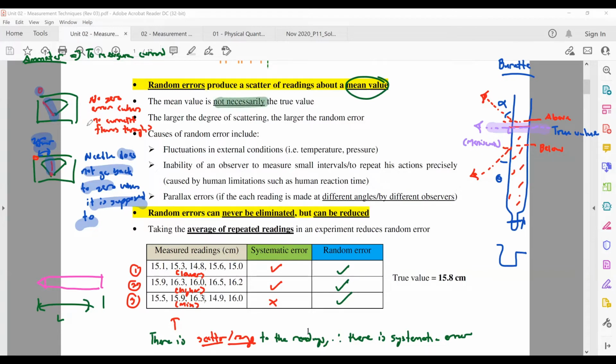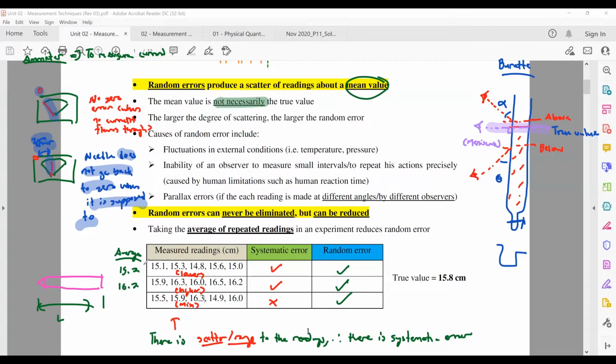What I mean by that is that if you try to find the average values for the repeated readings of set 1 and set 2, you can see that the average reading for the first set is 15.1 plus 15.3 plus 14.8 plus 15.6 plus 15, divided by 5, you get 15.2. This is the average for the first set. If you do the same for the second set, you get 16.2 here.